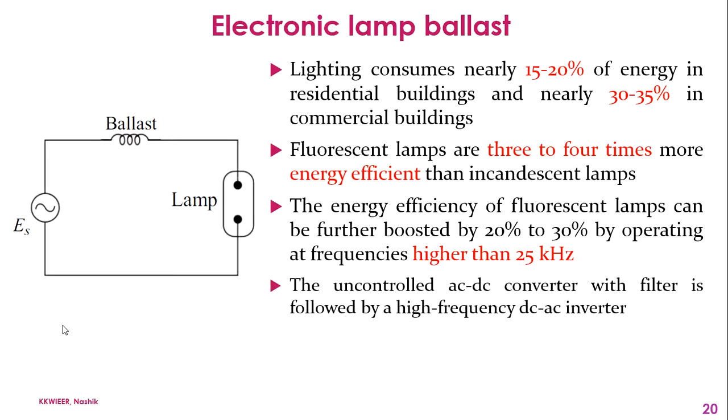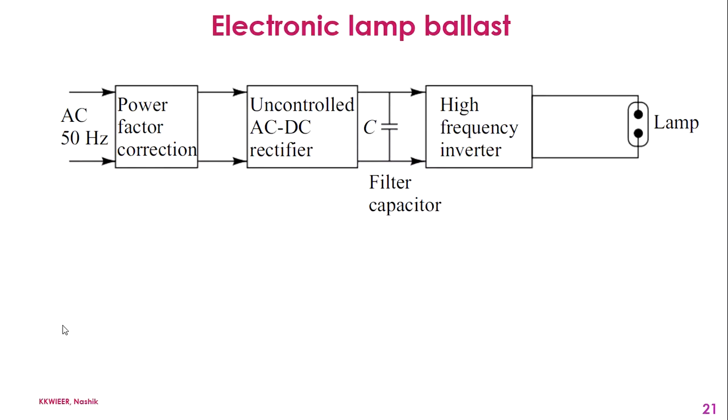The uncontrolled AC-DC converter, that is a rectifier, with the filter is followed by a high frequency DC-AC inverter. The class E resonant inverter can be used in this case. So this is the block diagram which we have already seen. The AC input of 50 Hz is given to the power factor correction followed by an uncontrolled AC-DC rectifier. The rectifier output is then filtered using this capacitor and given to the high frequency inverter.